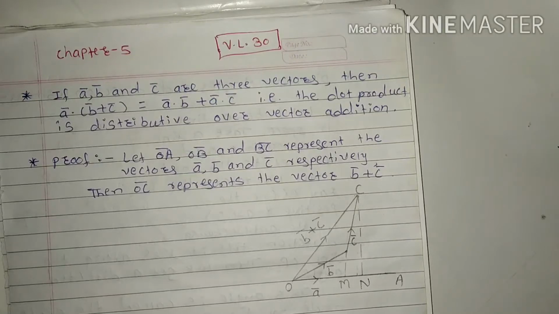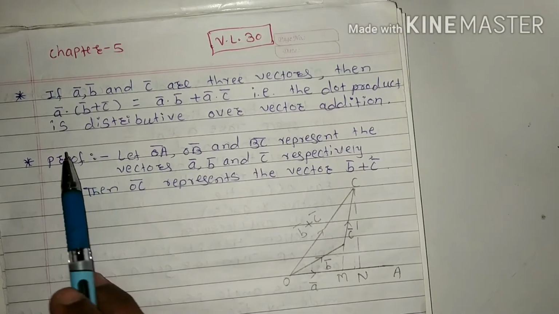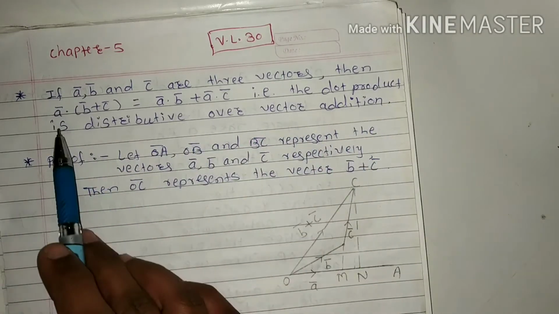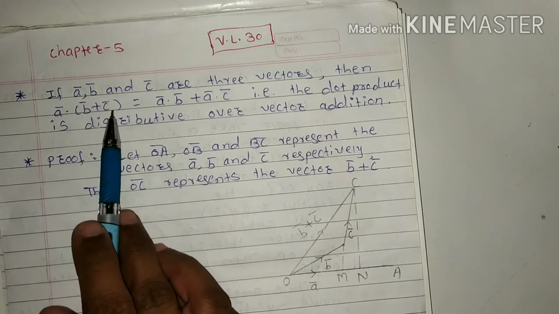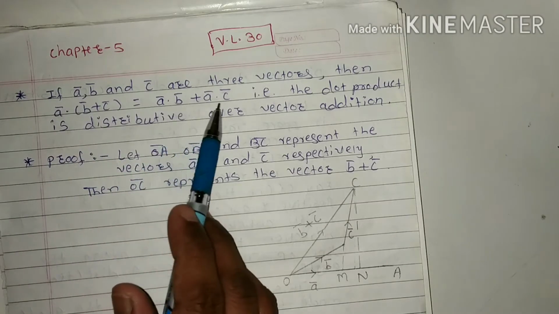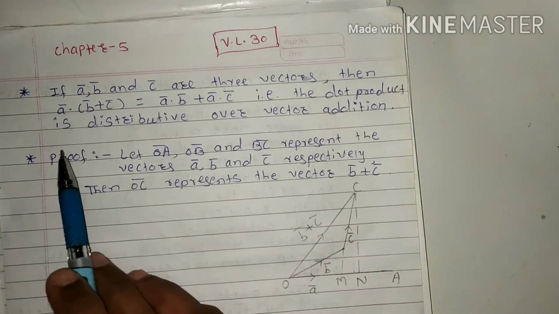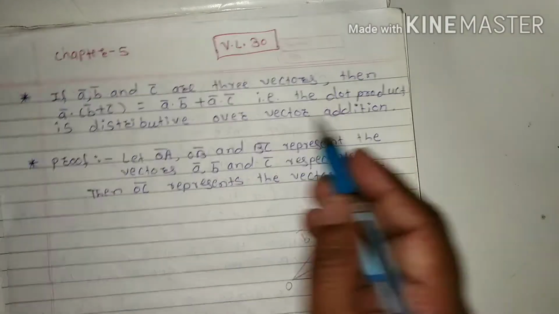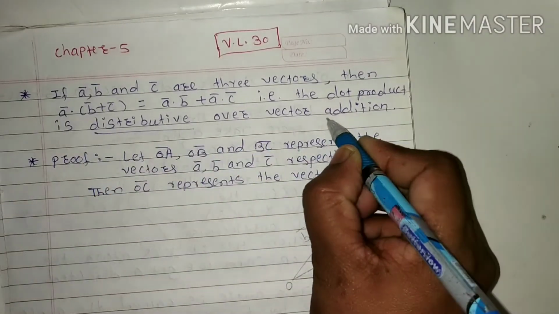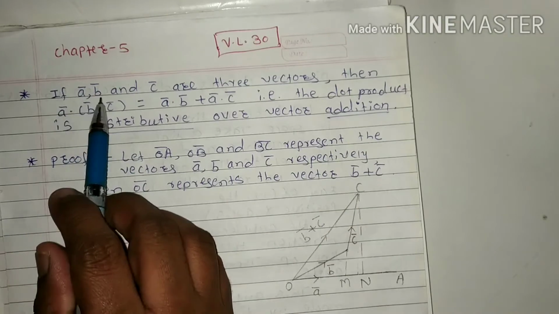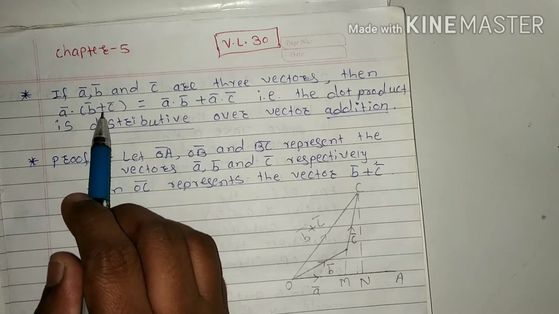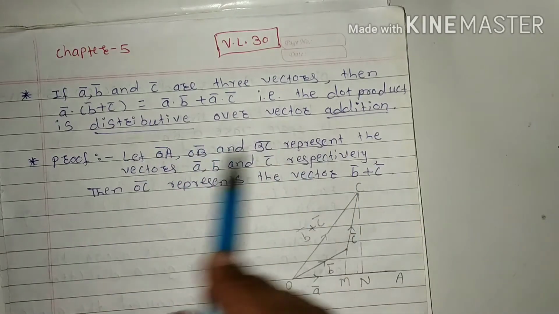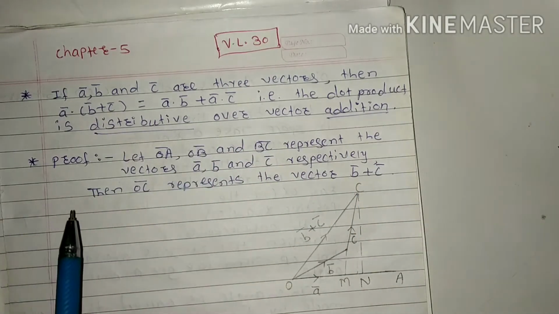So students, now we are continuing the next points of vectors. If a bar, b bar and c bar are three vectors, then a bar dot (b bar plus c bar) is equal to a bar dot b bar plus a bar dot c bar. That is, the dot product is distributive over vector addition. It is a distributive law of the dot product.